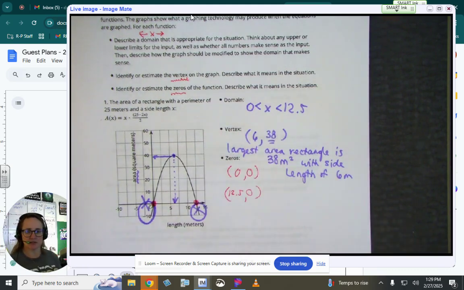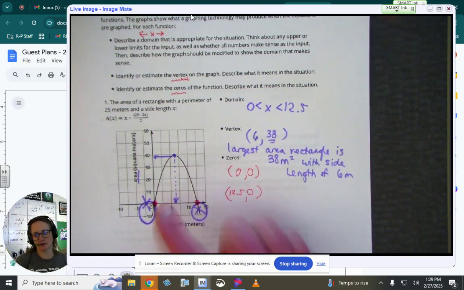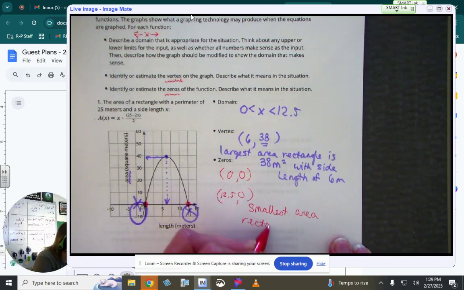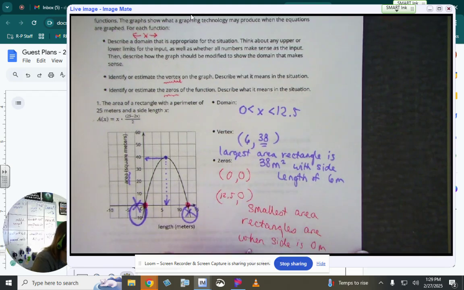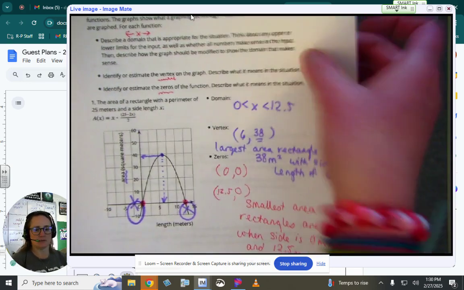To describe what that means in the situation, it is the smallest area we can get. The smallest area rectangles are when the side is 0 meters and 12.5 meters. That's actually where we're going to run out of whatever we're making the perimeter with. Okay. So there's our first one.